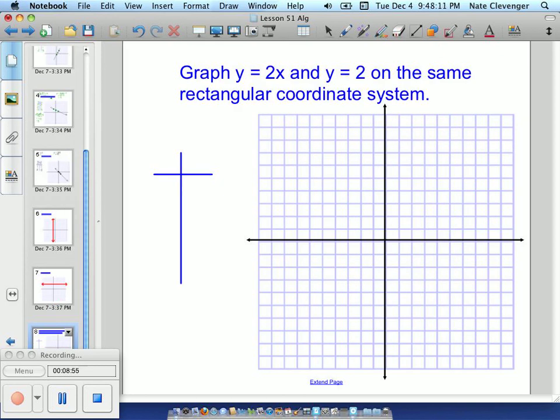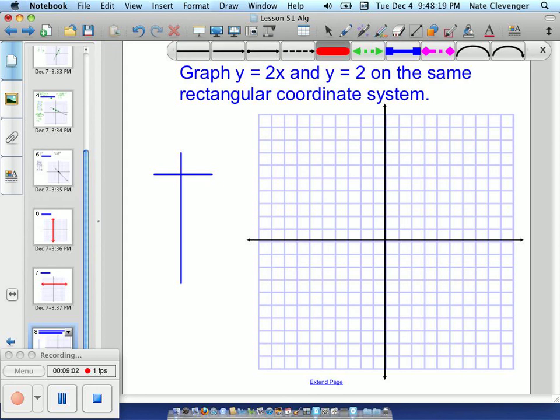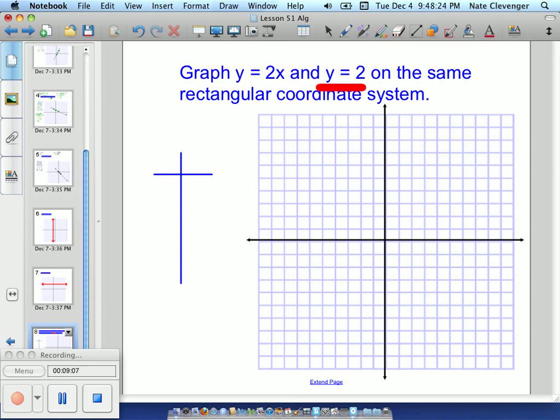Okay. Graph y is equal to 2x and y is equal to 2 on the same rectangular coordinate system. I'm going to use the red anyway. So I'm going to go ahead and graph y equals 2. That's a horizontal line through 2. I'm going to graph that before I do the work on the other one, just to get that easy one taken care of. Then I'll plug in some values for x on this equation.